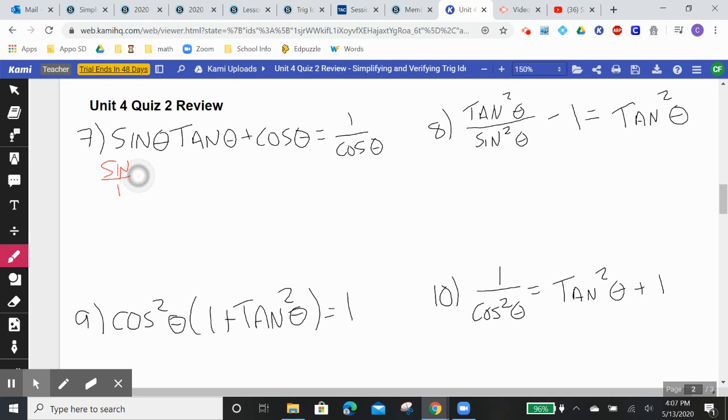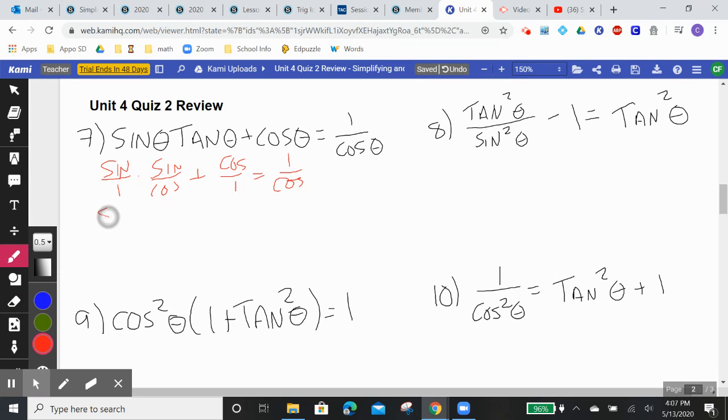So let's turn tangent into sine over cosine: sine over 1 times sine over cosine, plus cosine, let's make cosine a fraction by putting that over 1, and all that should equal 1 over cosine. Well, when we're multiplying, we've got to put these two together first. So that would give me sine squared over cosine plus cosine over 1 equals 1 over cosine.